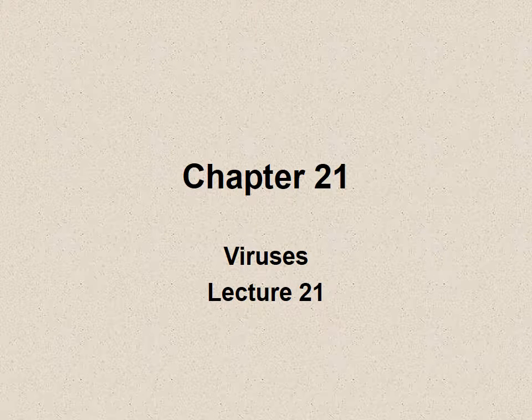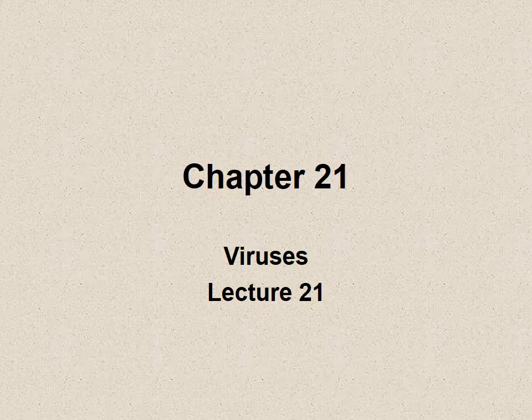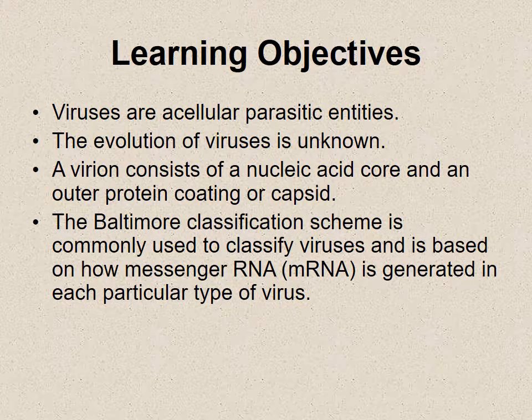Chapter 21, Viruses, Lecture 21. Learning objectives. Viruses are acellular parasitic entities. The evolution of viruses is unknown. A virion consists of a nucleic acid core and an outer protein coating known as a capsid. There may also be other components, but this is the most basic.